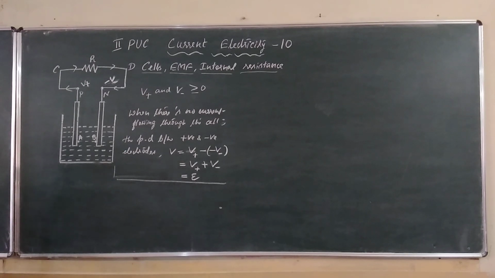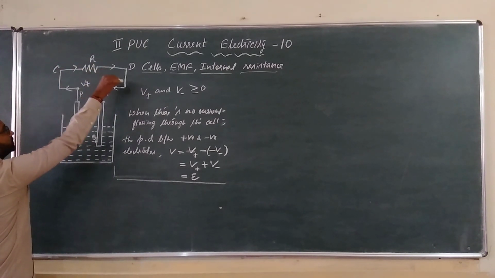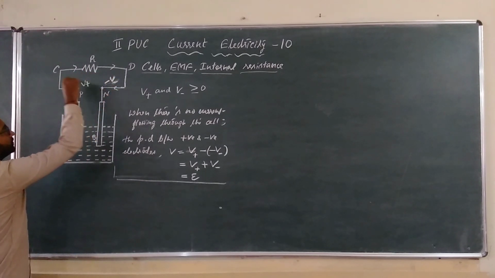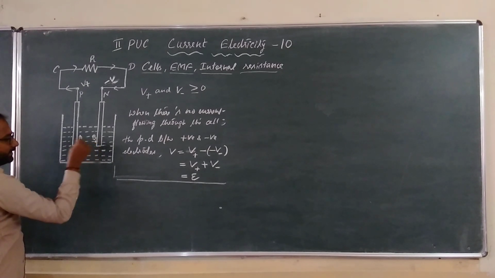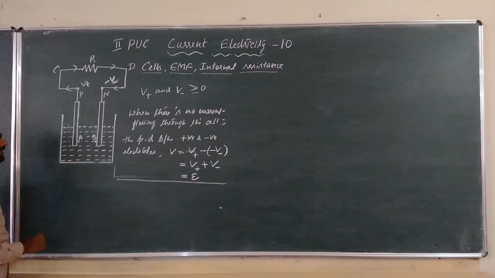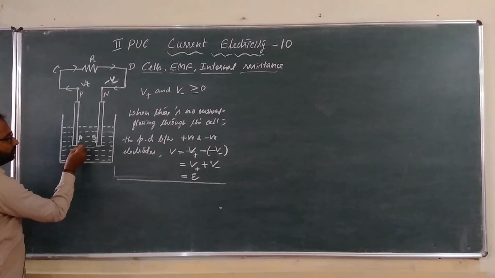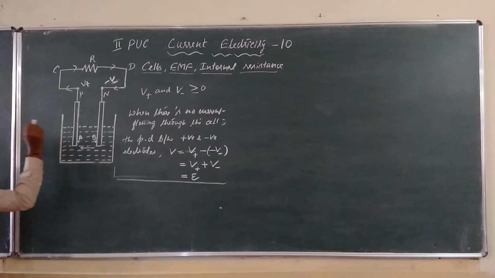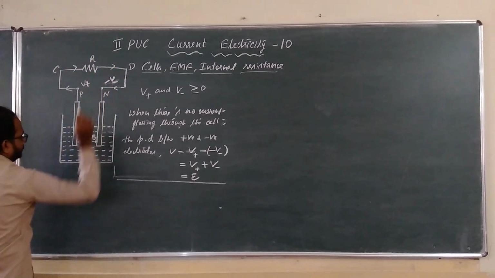So current flows from the positive electrode to the negative electrode through the resistor from C to D. What about the direction of flow of current inside the solution, inside the cell? It is from the negative electrode to the positive electrode, that is from lower potential to higher potential. So when R is connected, what is the potential difference between these two?